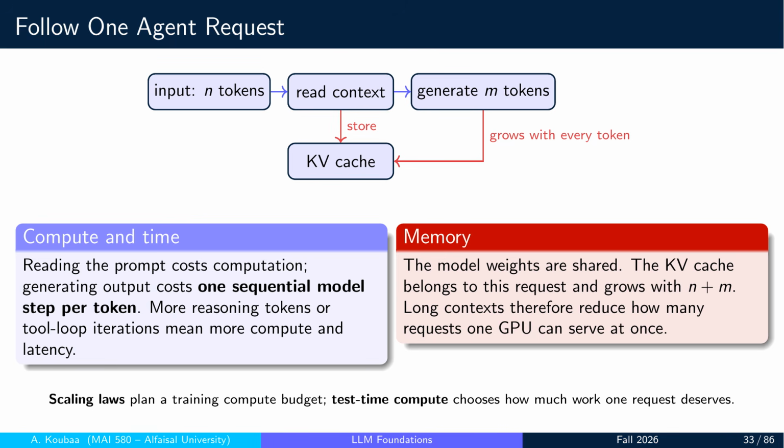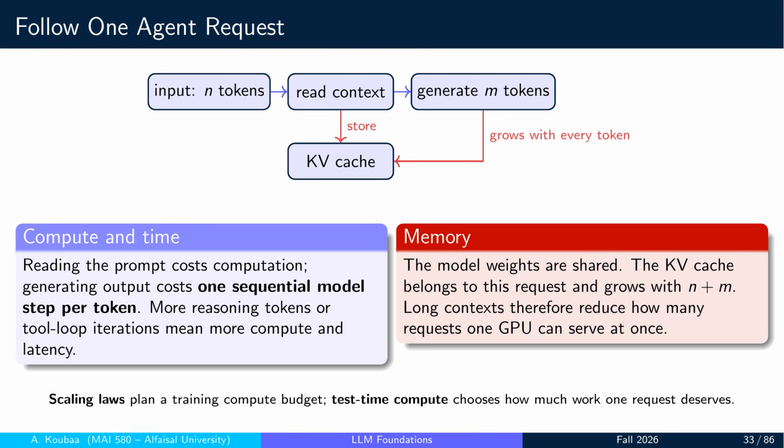Now, the two blocks below, on compute and time, reading the prompt costs computation, and generating output costs one sequential model step per token. So more reasoning tokens, or more tool loop iterations, mean more compute and more latency. On memory, the model weights are shared between all requests, but the KV cache belongs to this request alone, and it grows with n plus m. Ask what that means for a server with a fixed amount of memory.